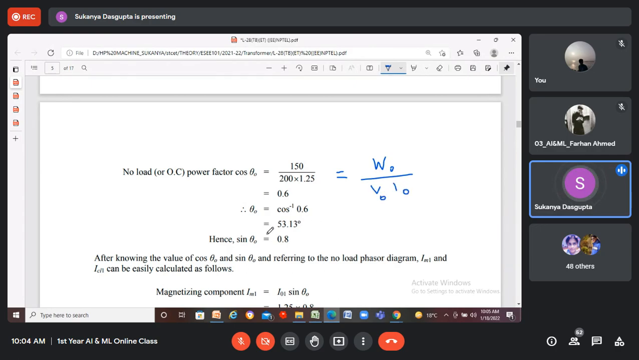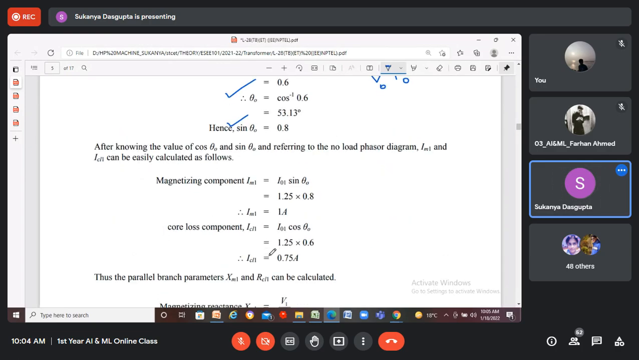Okay, so from this we can calculate theta as well as sine of theta. Then we can calculate IM1, because I01 is 1.25 multiplied by sine theta, so it's 1 ampere, and the core loss component current ICL1 is I01 cosine theta 0, so it's 0.75 ampere.